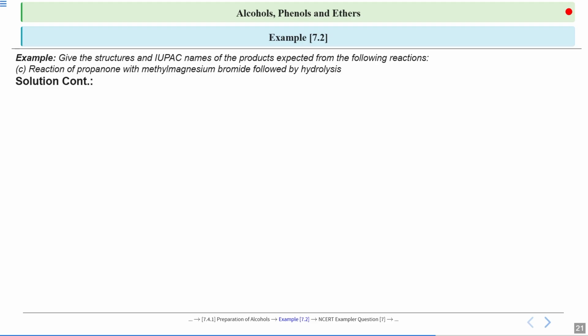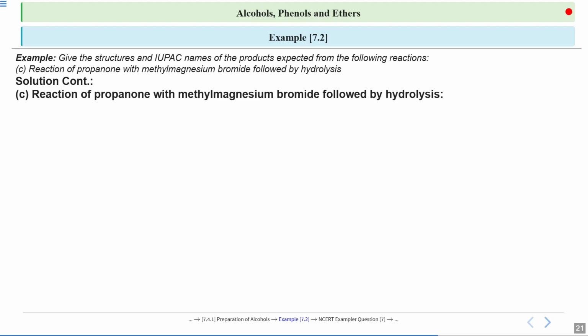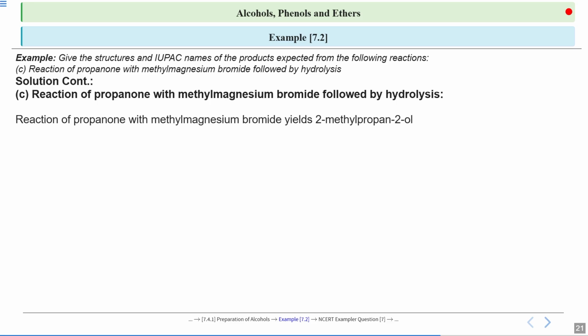Next, for our third reaction, that is the reaction of propanone with methyl magnesium bromide, that is Grignard reagent, followed by the hydrolysis. We have just studied about it. If you react propanone, which is a ketone, with the methyl magnesium bromide Grignard reagent, a ketone yields a tertiary alcohol. So it is going to yield 2-methylpropan-2-ol.